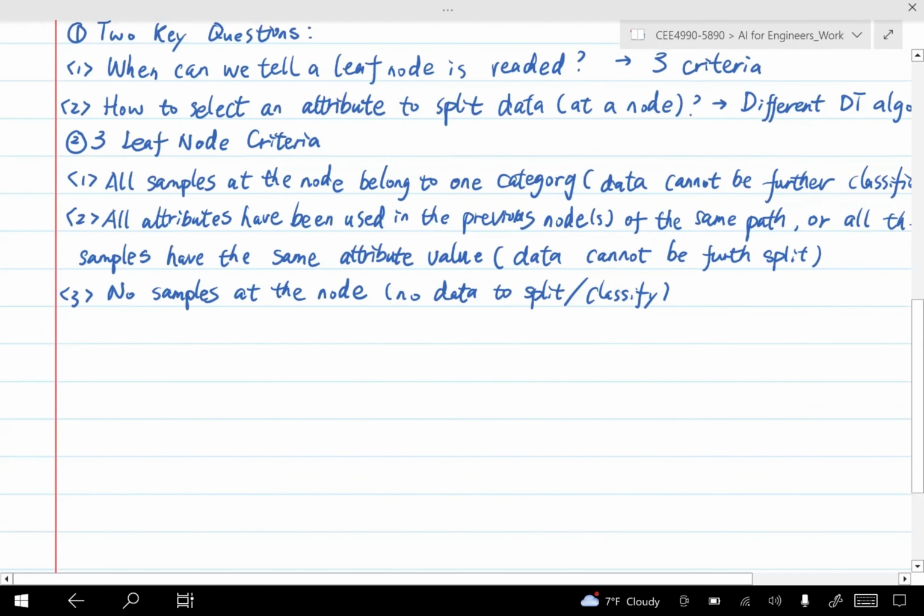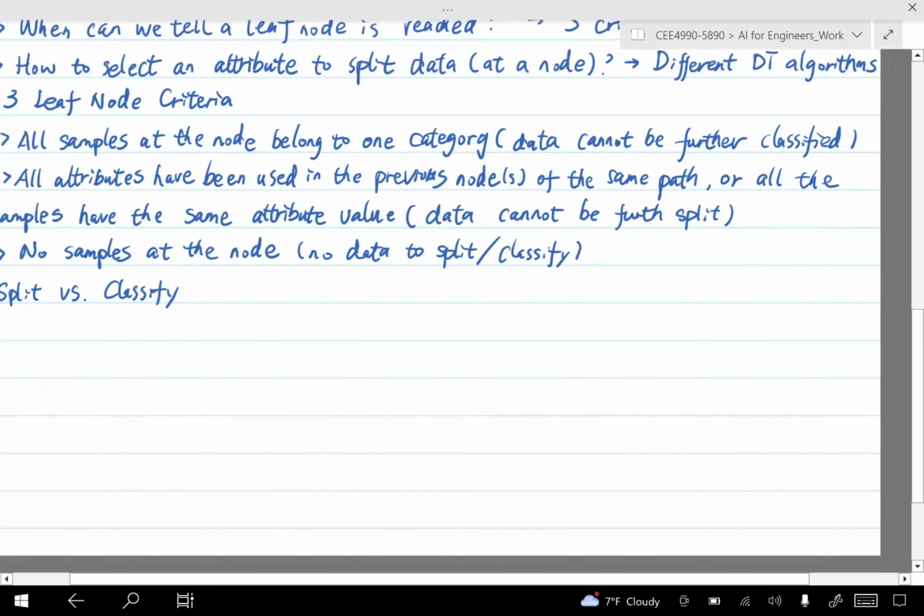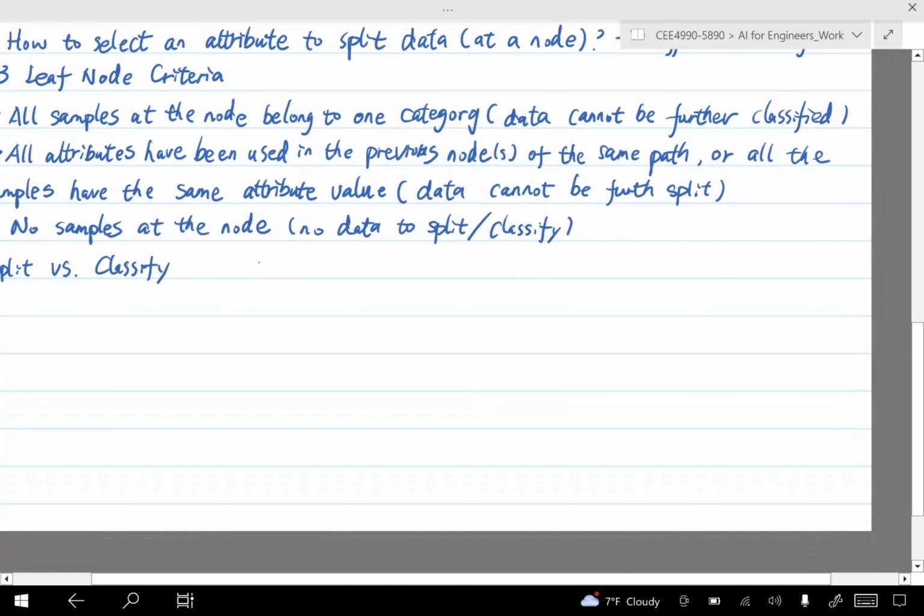And also, there could be one very confusing point here. We talk about 2 things here. Actually, you can see that one is splitting, the other one is classifying. They are different things. We have both of them here. So make sure you understand the difference between split and classify. So let me give information, but split here and classify here.